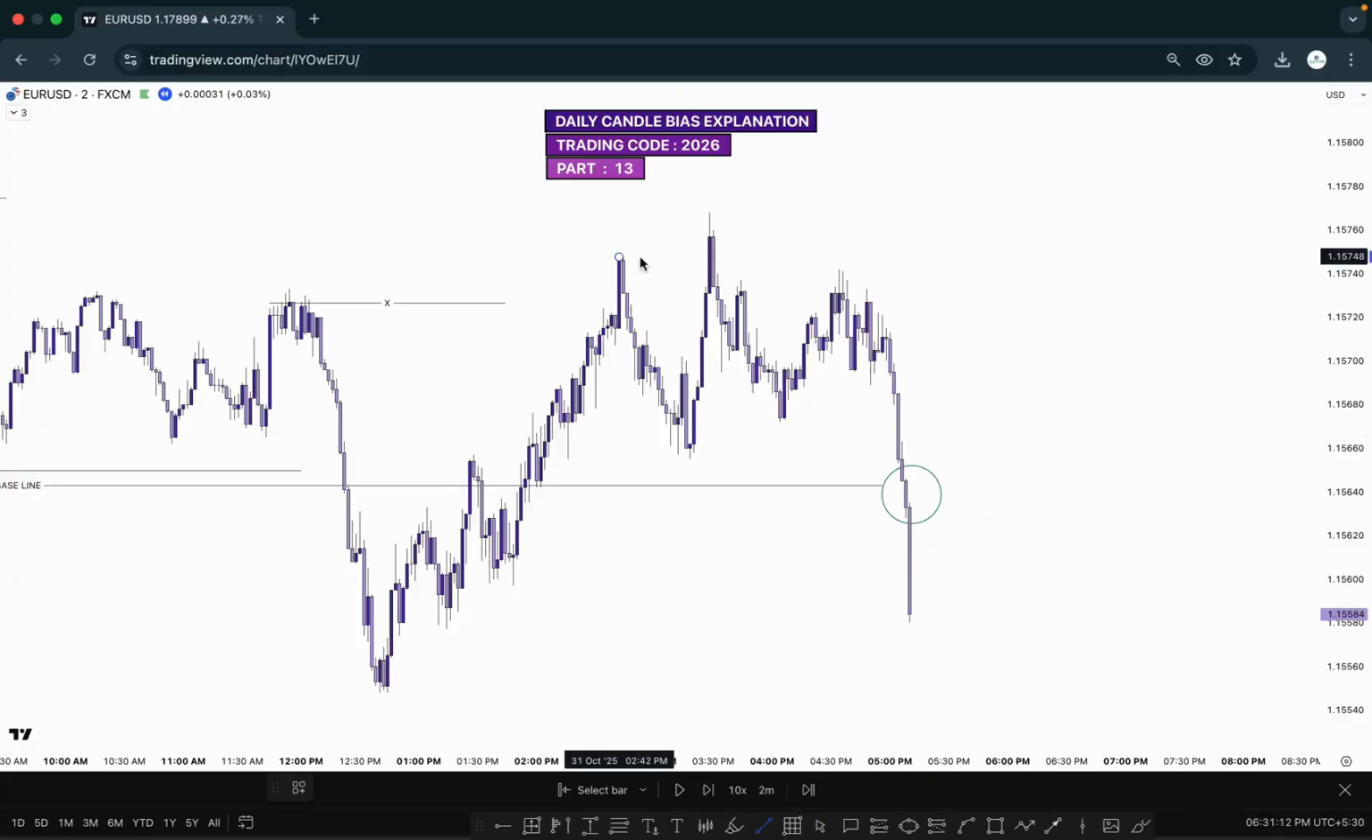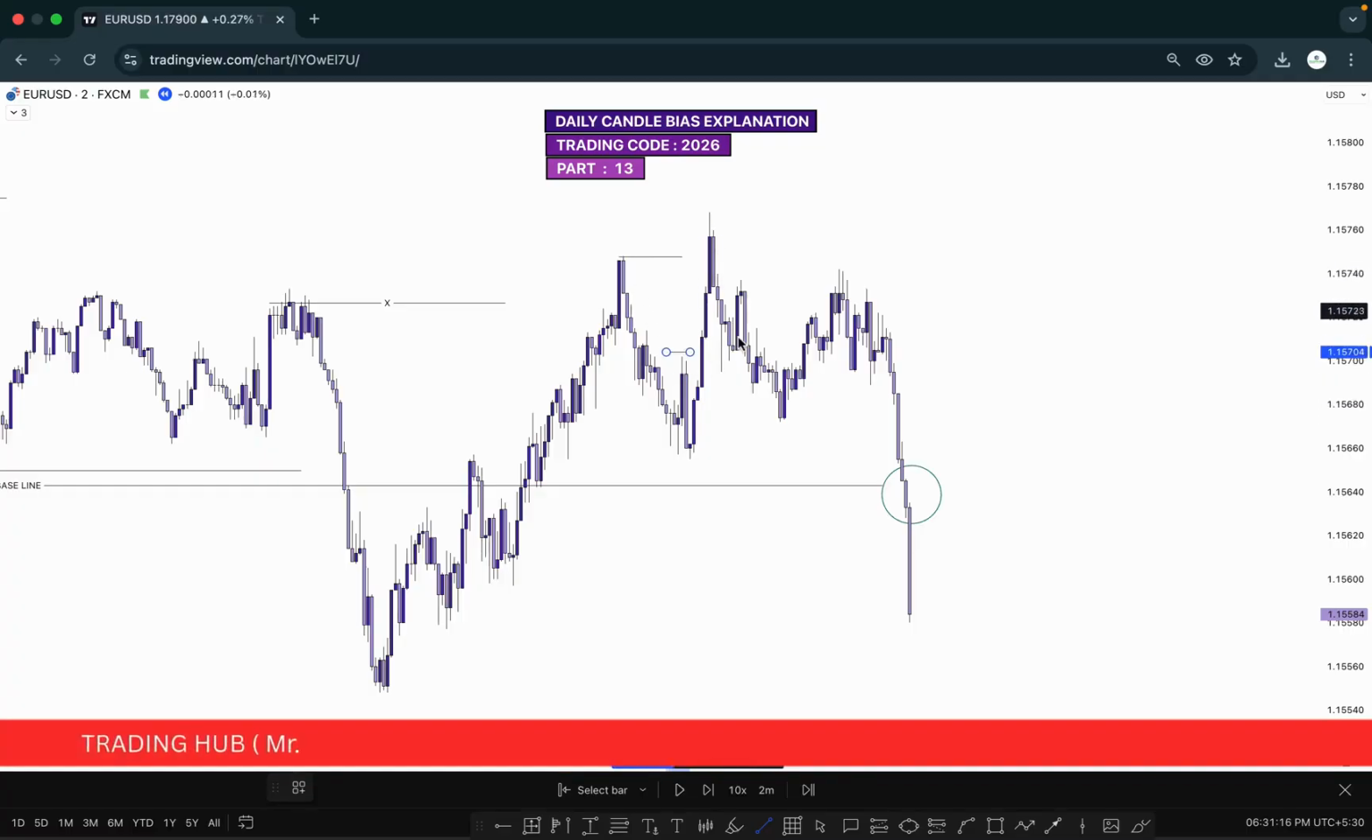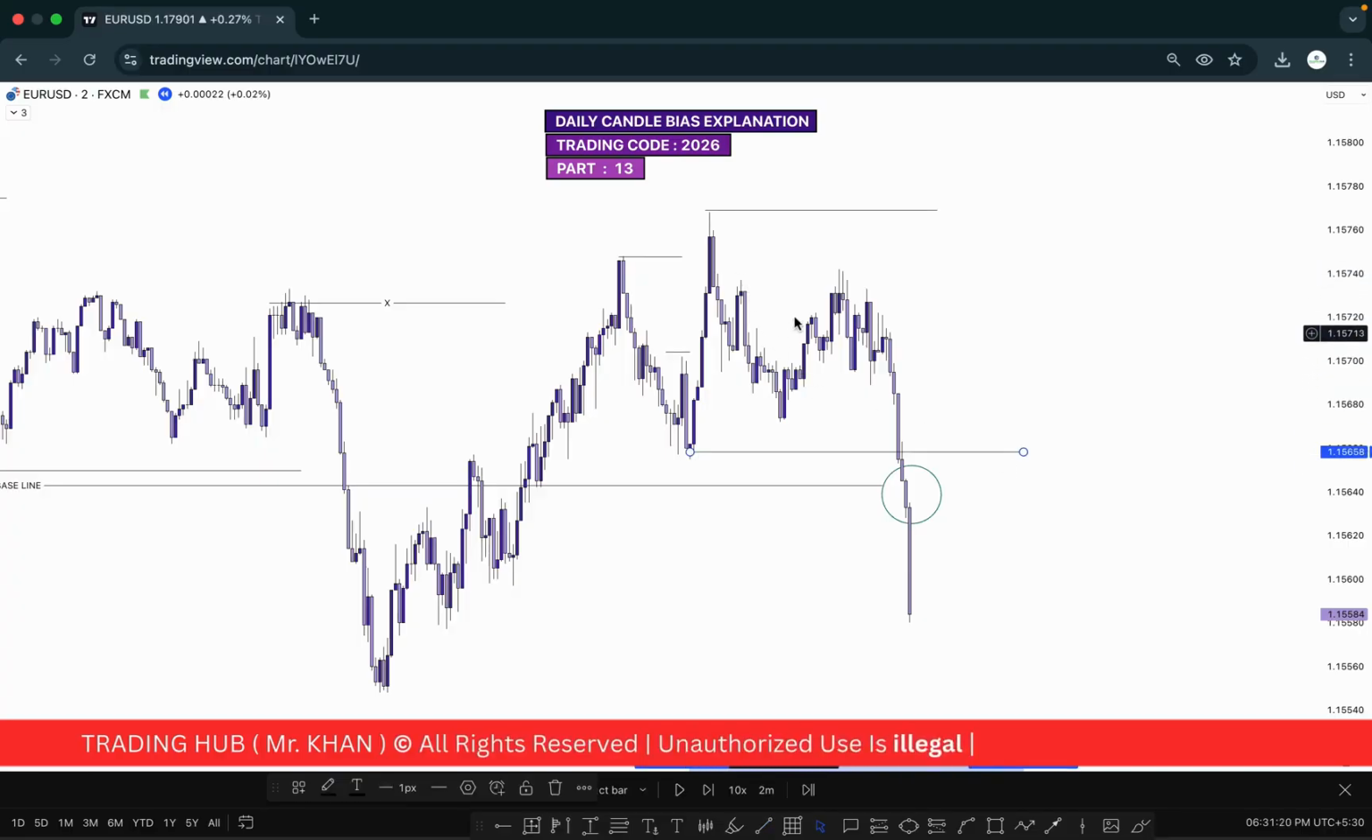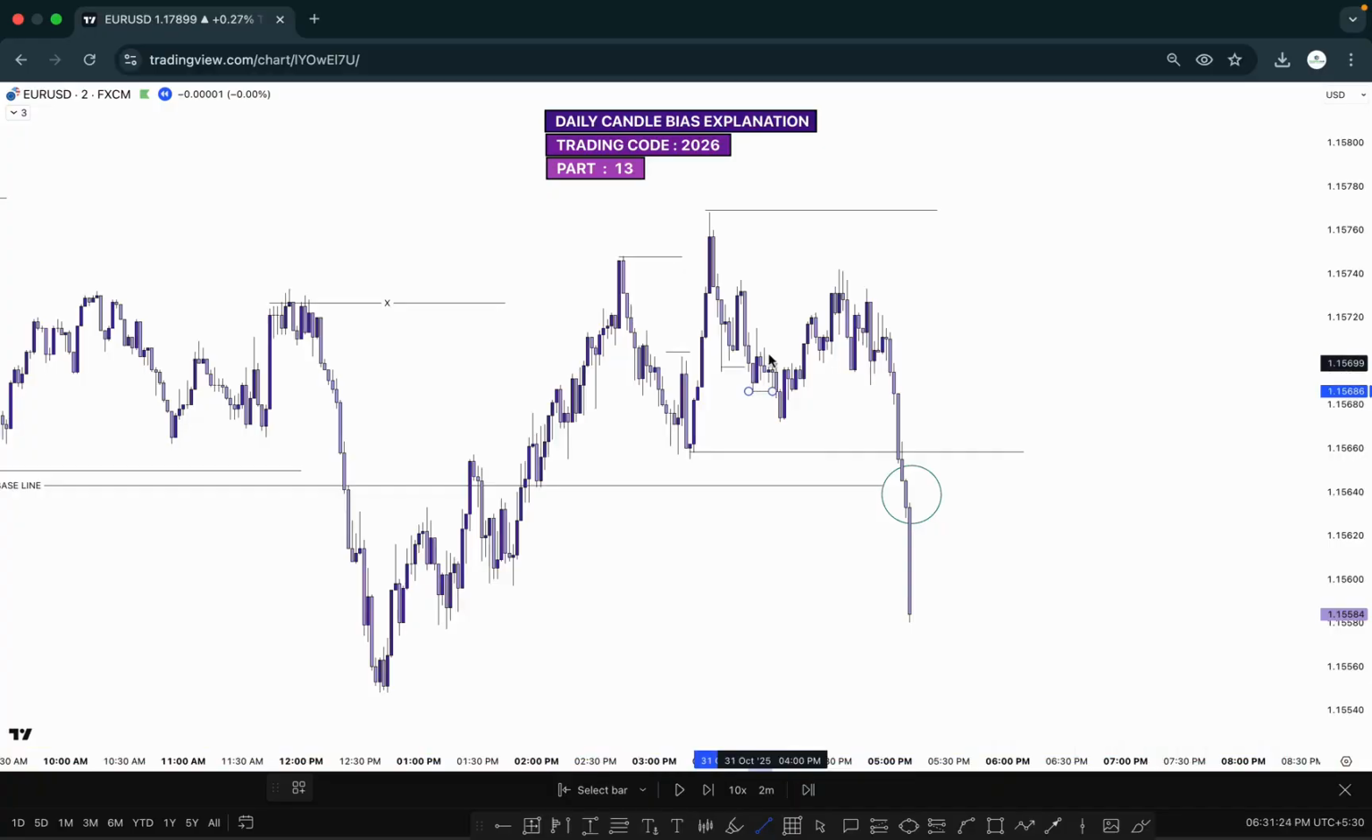So the last structure which was here was creating higher highs, and later it turned bullish. This is a previous swing high and this is a previous swing low. Anything that happens between these is called internal structure. Within the internal structure we can see the market going to a higher high, pushing downside again, and then finally pushing downside and closing below the baseline.